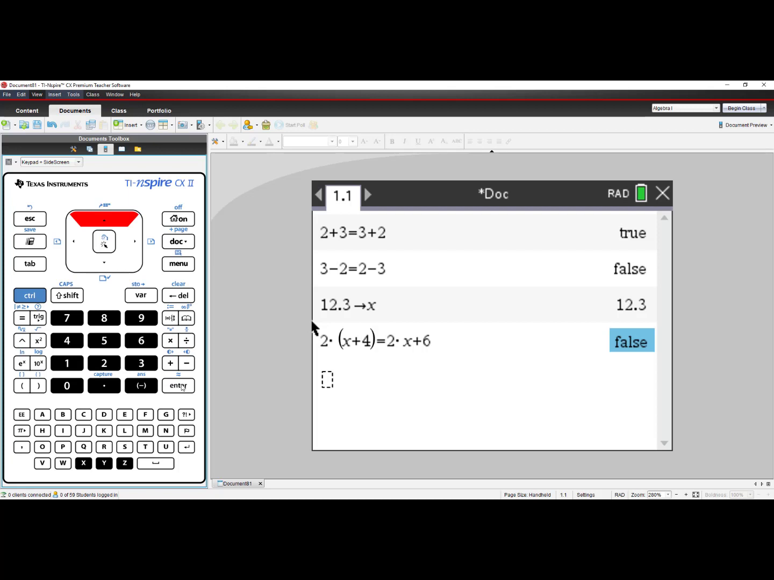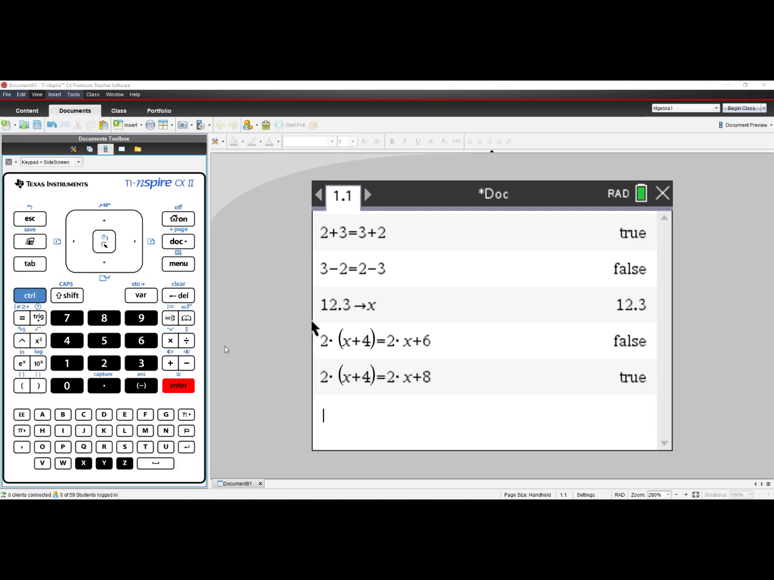I can up arrow twice. When I'm highlighting what I just typed in, I can press enter to copy and paste. Use my delete button. 2 times 4 is 8. When I press enter to re-evaluate, I see the outcome of true.